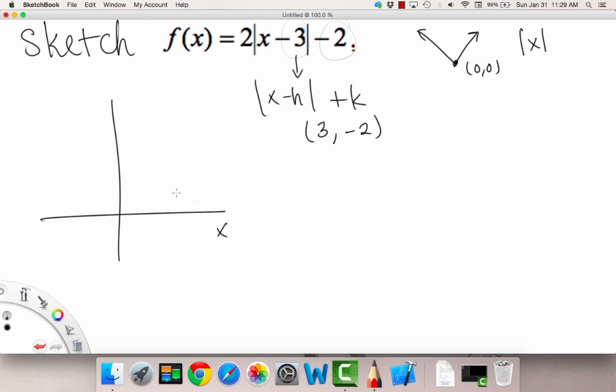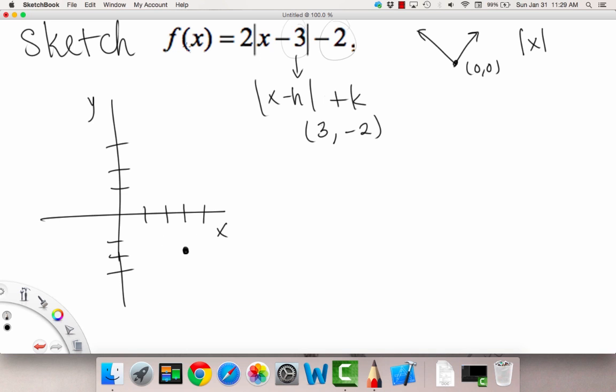So let's draw our x and our y, and we have 1, 2, 3, 4. Let's say 1, 2, 3, 1, 2. So our vertex is going to be at positive 3, negative 2, so it goes to the right 3 and down 2. So let's say our vertex is right here, okay?